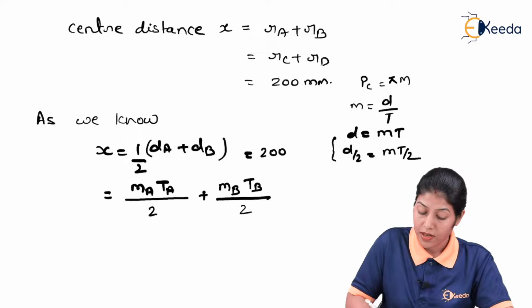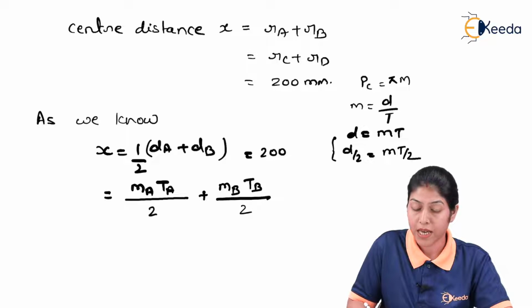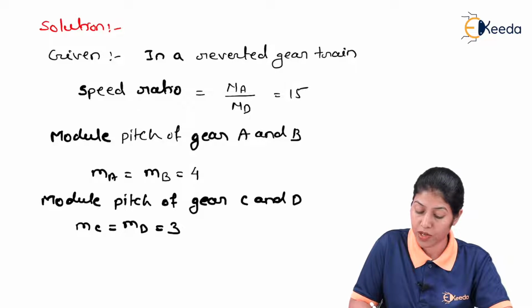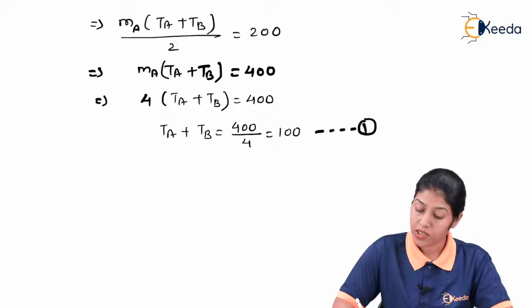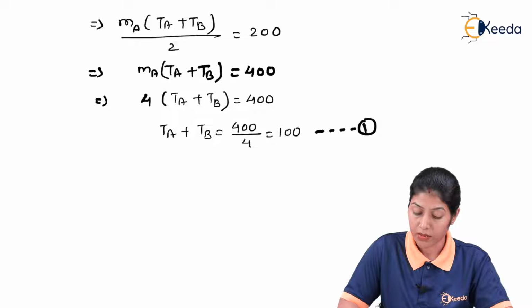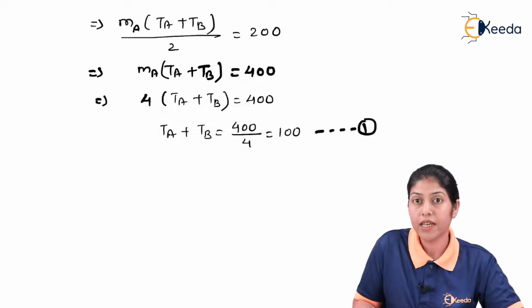Here I'm taking MA and MB common because the value of MA and MB is the same. Here we have MA equals MB equals 4. So this equation will be 4 (TA plus TB) equals 400. So from this equation we will get the first equation: TA plus TB equals 400 by 4, or 100. I'm taking this as equation 1. So here we have this term on the basis of the number of teeth for gear A and gear B.